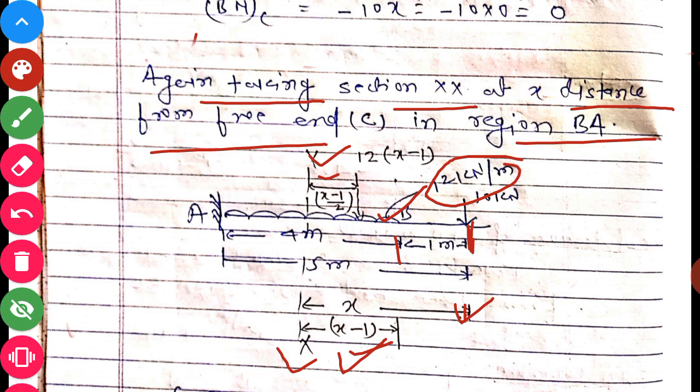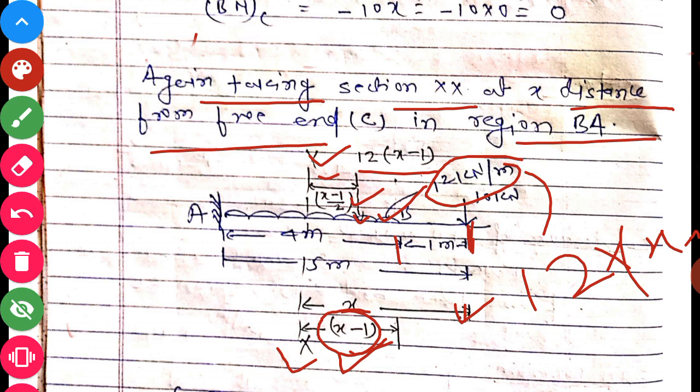After that we can calculate it in terms of point load. How is it calculated? 12 into distance. What distance? That is x minus 1, because we multiply the intensity of load by distance to convert the intensity of load into point load. That is a point load, 12 into x minus 1. And where does it act? It acts at the CG, that means the distance is x minus 1, so it acts at x minus 1 by 2 from section XX.